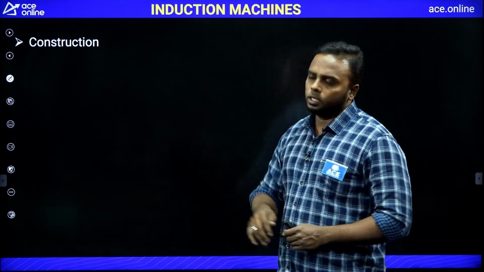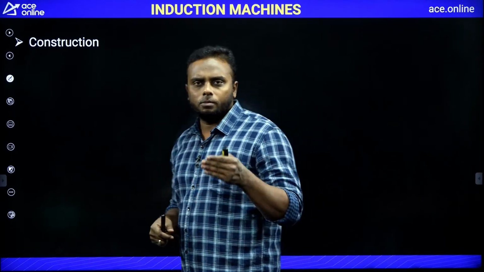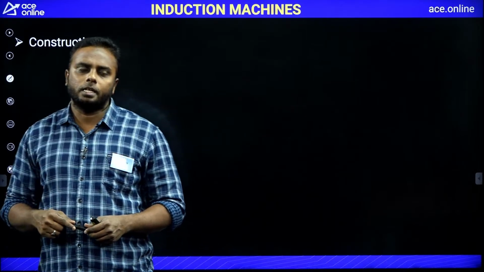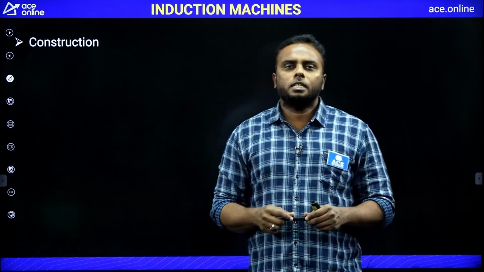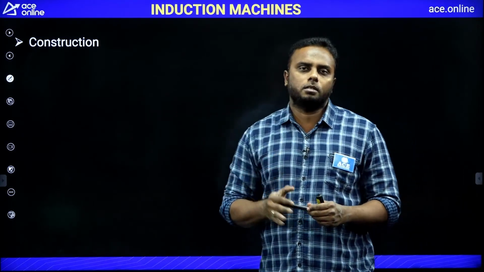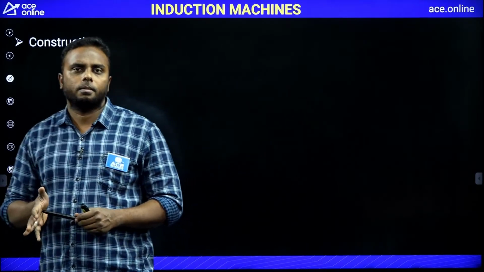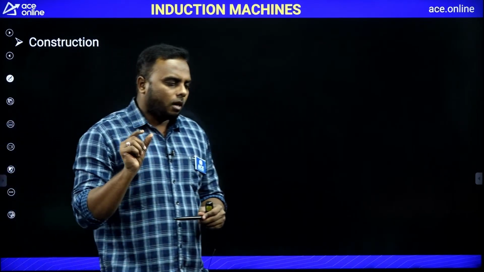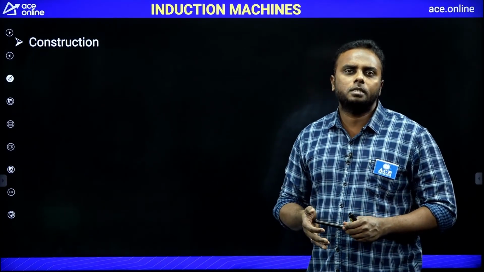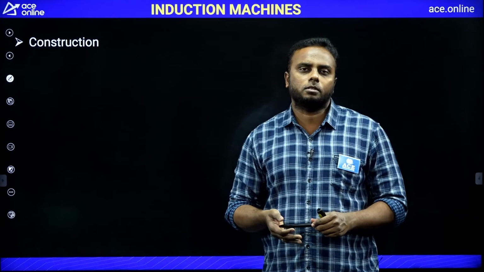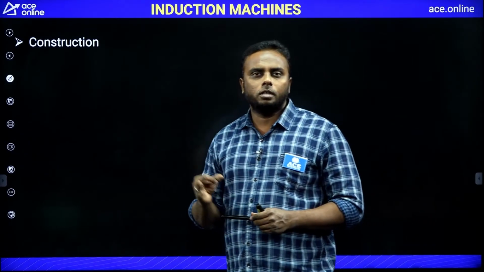And the rotor is of two types, squirrel cage and slip ring type. Each one has some advantages and disadvantages. Like squirrel cage, the advantage is that it needs very little maintenance when compared to slip ring type, because there are copper bars inserted in the rotor slots. You need not replace those copper bars because they never get damaged.